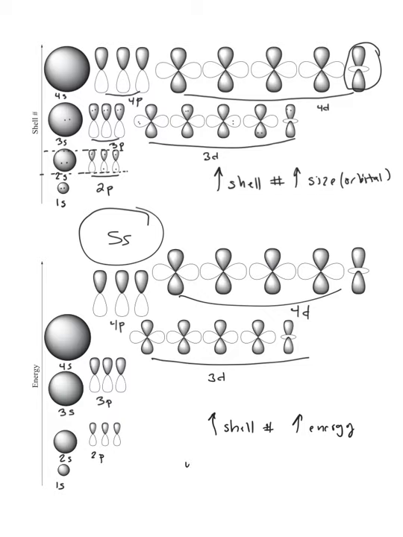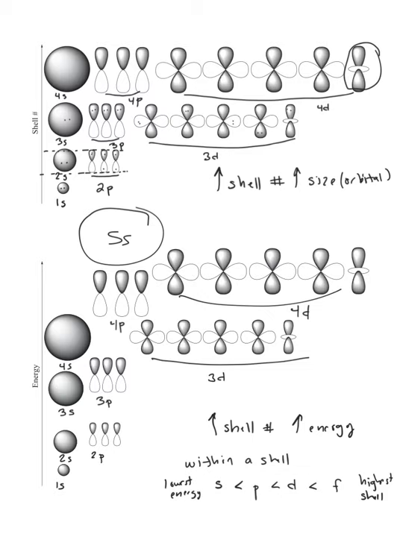Also keep in mind within a shell, the S subshell gets filled first because it's the lowest in energy. Then we fill the P, then we fill the D, then we would fill the F, which is the highest in energy. And again, right, not all shells have all of these. So in the second shell, the S fills before the P. In the third shell, the S fills before the P, before the D, there is no F, etc. And so just keep that in mind.